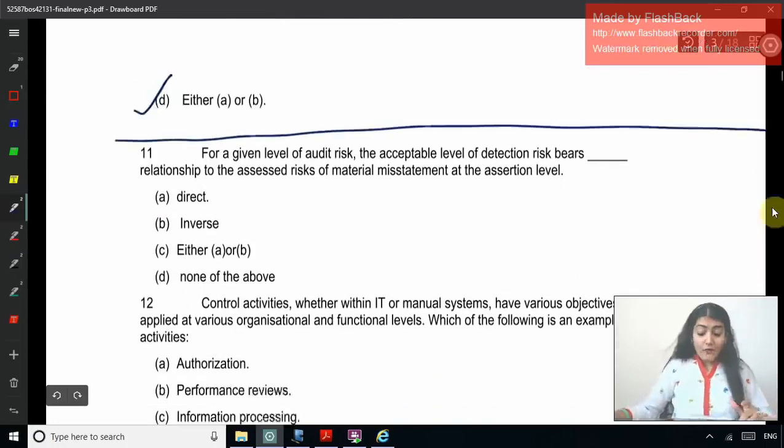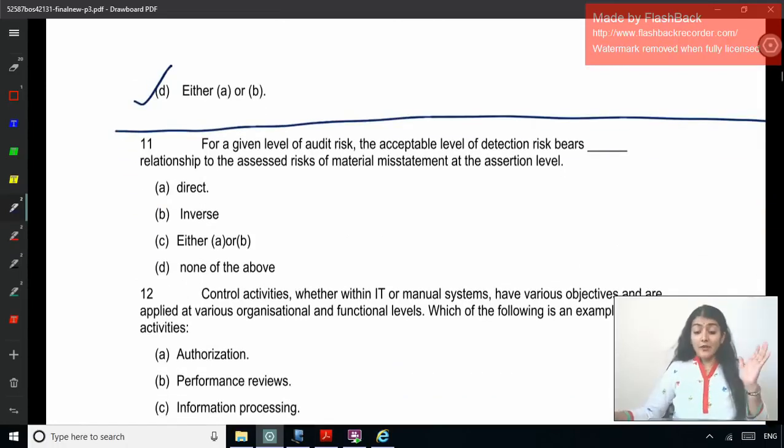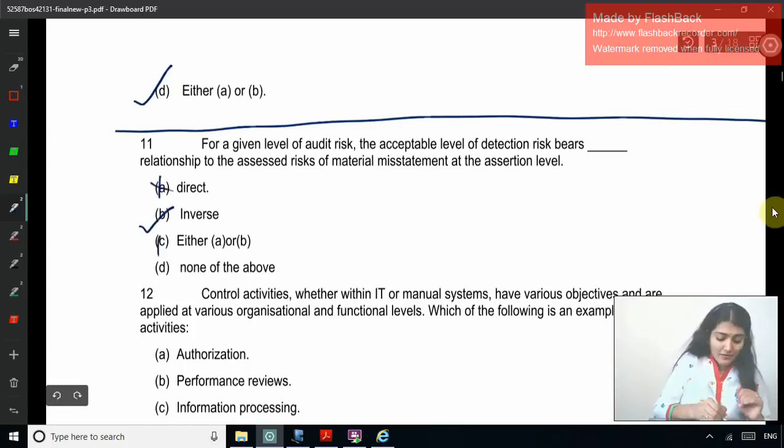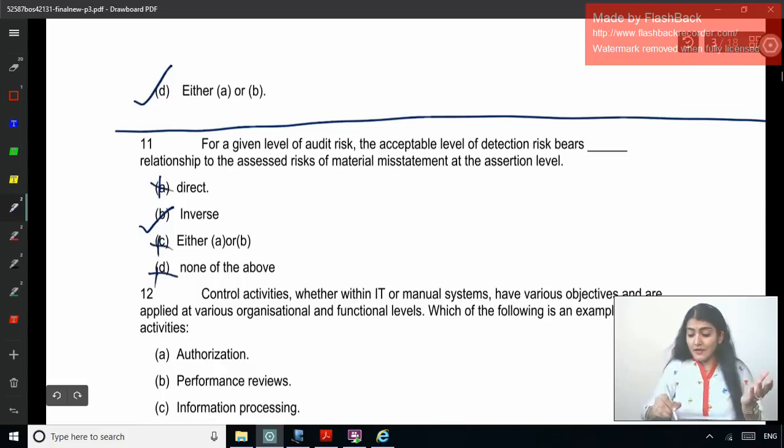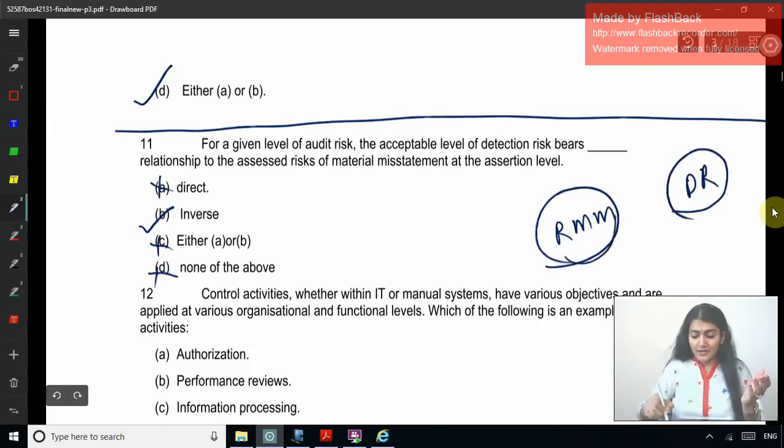Next one. For a given level of audit risk, the acceptable level of detection risk bears an dash relationship to the assessed RMM. Risks of material misstatement we assess and detection risk we manage. The higher the RMM, the lower you have to keep the detection risk, and the lower the RMM, the higher the detection risk can be kept. So that means there is an inverse relationship. You say, madam, all this we know from intermediate. There's an inverse relationship between RMM and detection risk. Higher the RMM, lower the detection risk, and lower the RMM, higher could be the detection risk.